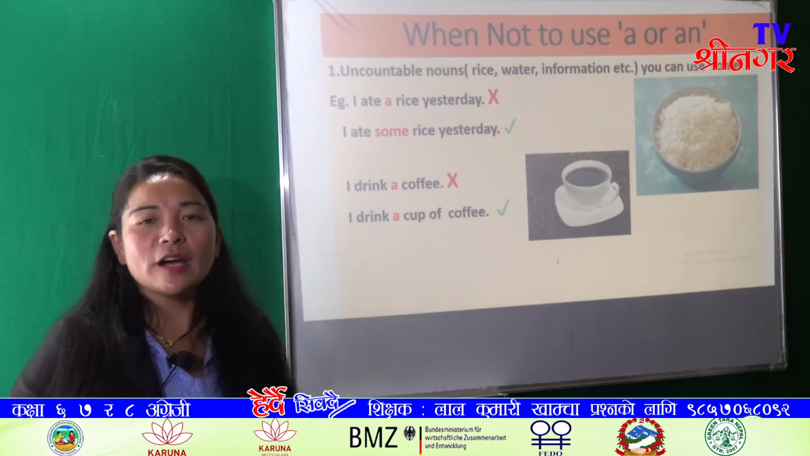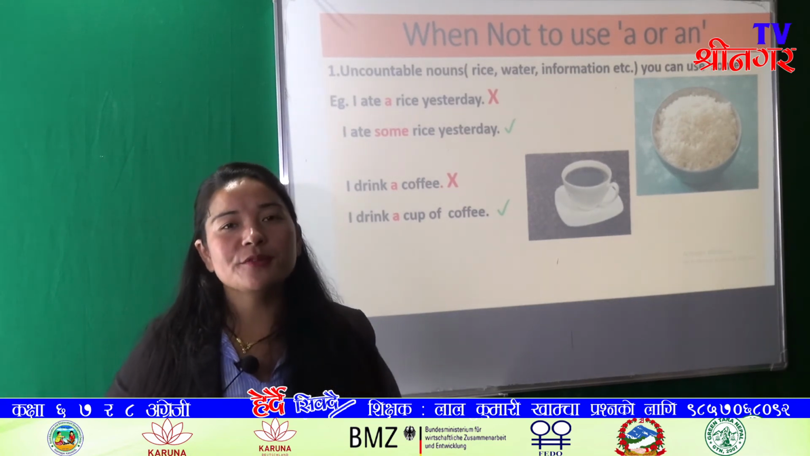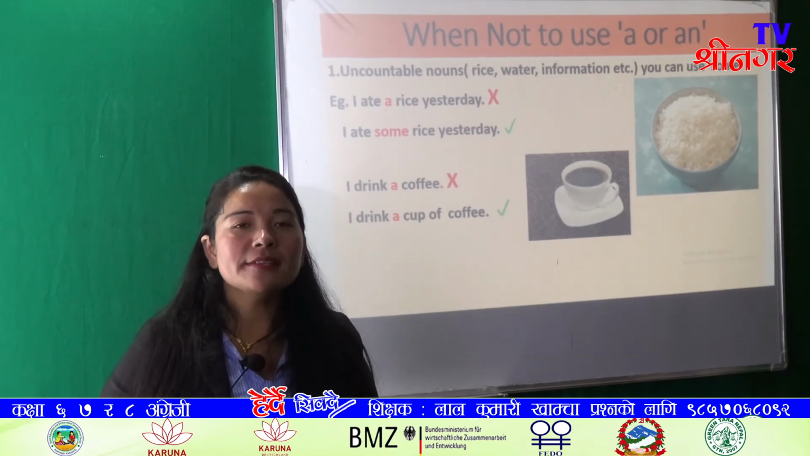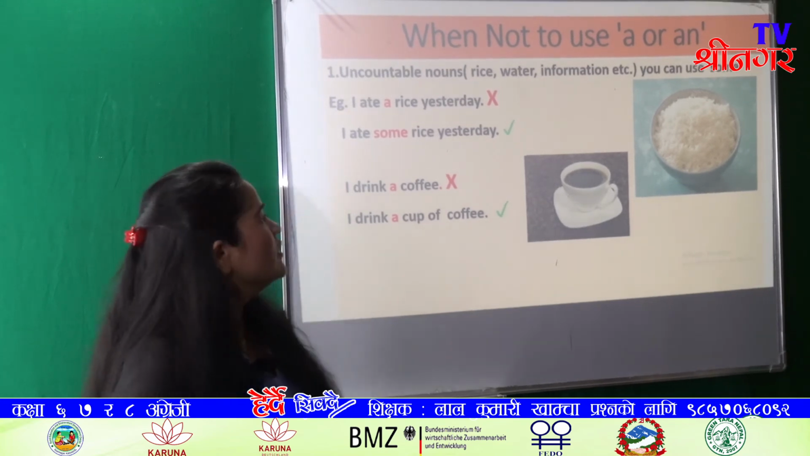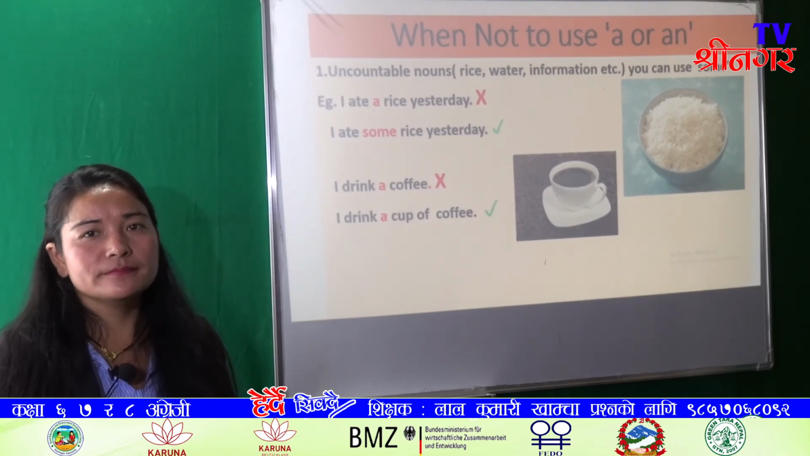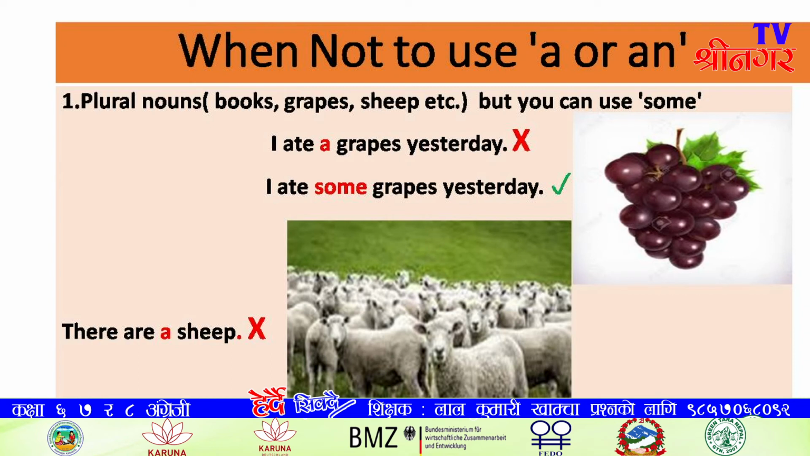With uncountable nouns, or before uncountable nouns, we cannot use the article "a" or "an". But in place of "a" or "an" we can use "some". Okay, and next one, we cannot use articles before plural nouns also. Look at the example.